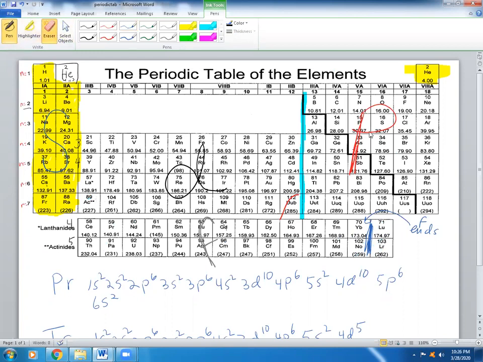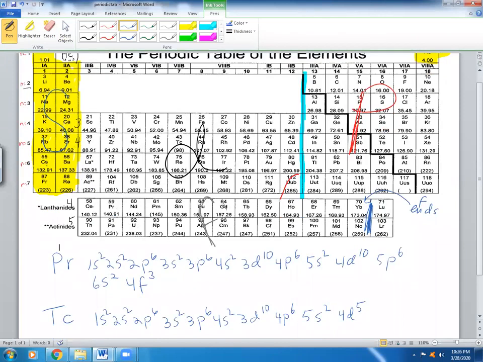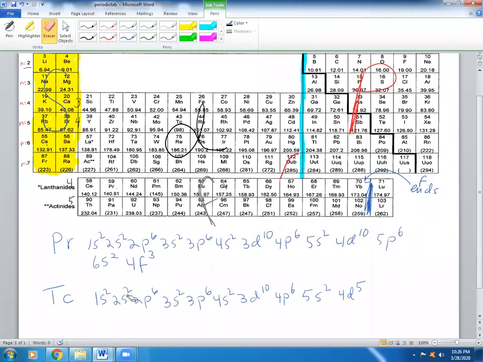So you have 6s2. Then we say, okay, 4F, count: 1, 2, 3. 4F3. Okay, 4F3. Let's do another one.